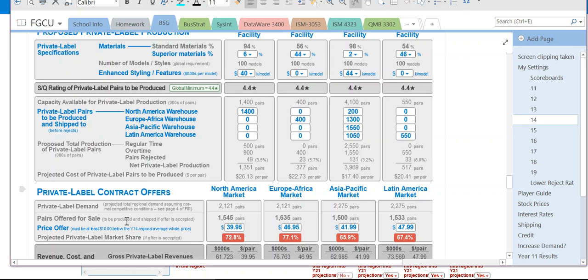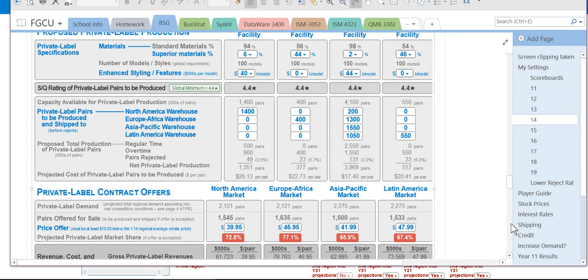And these are the numbers down here, pairs offered for sale. This is the overall projected demand, 2275. And as you can say, whenever you see this red up here, when you have these red, it means you're trying to take a bigger piece of pie than what's yours. So it's 67% or 77%.